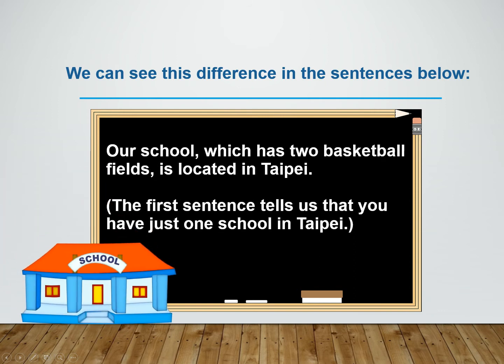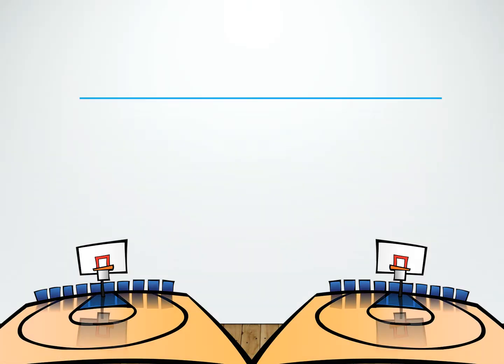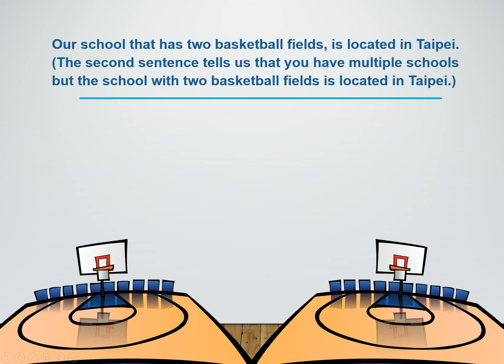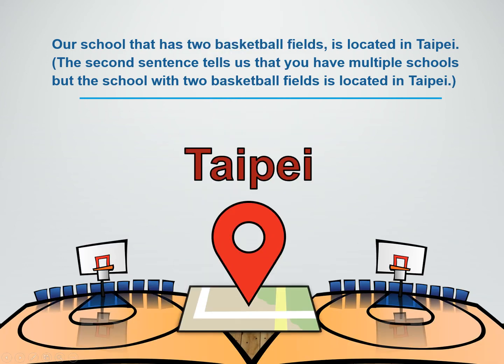Our school, which has 2 basketball fields, is located in Taipei. The first sentence tells us that you have just one school in Taipei. Our school that has 2 basketball fields is located in Taipei. The second sentence tells us that you have multiple schools, but the school with 2 basketball fields is located in Taipei.